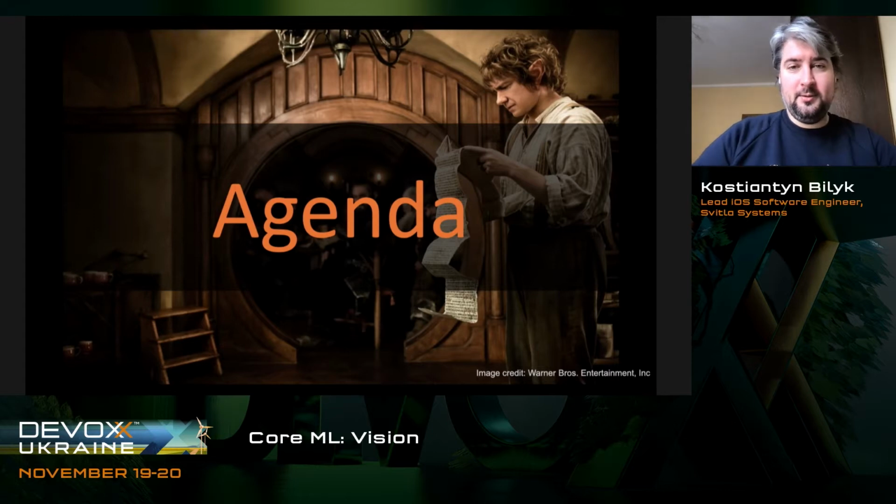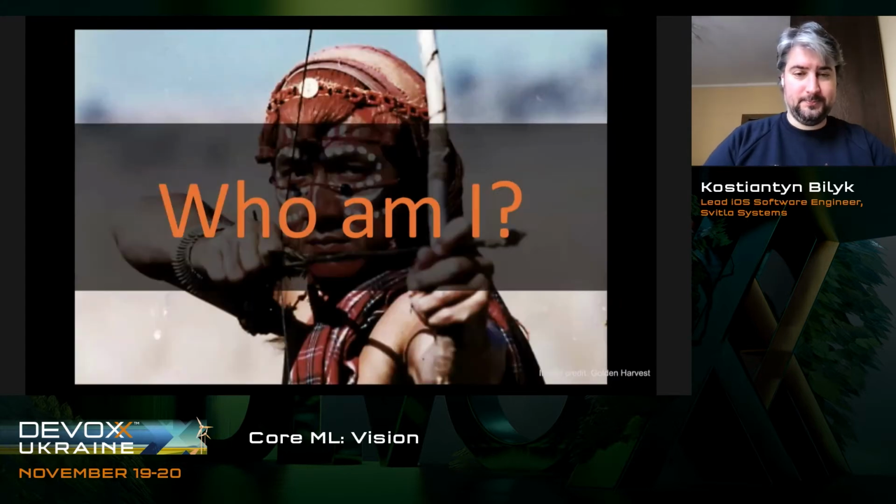Then there will be a theoretical part, more about what computer vision is in general, what applications it has that we can use, and we'll have a couple of words about Core ML Vision Framework. Then we will move to the practical part, where I will show you how to create a custom Core ML model, how to train it, and indeed what pitfalls you can avoid on this way. So without further ado, let's move forward.